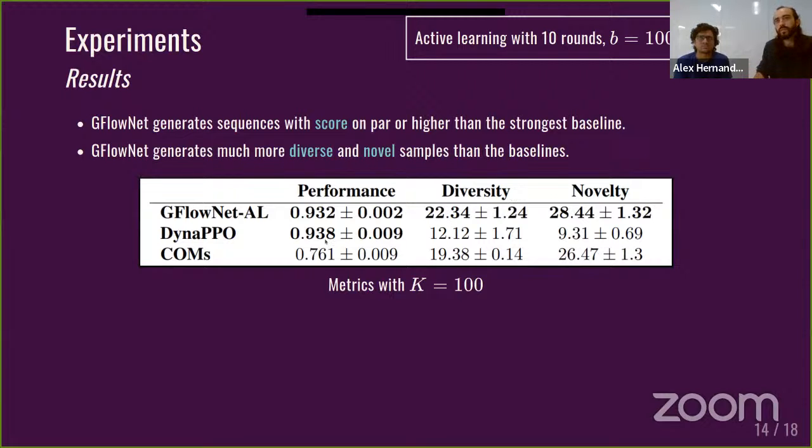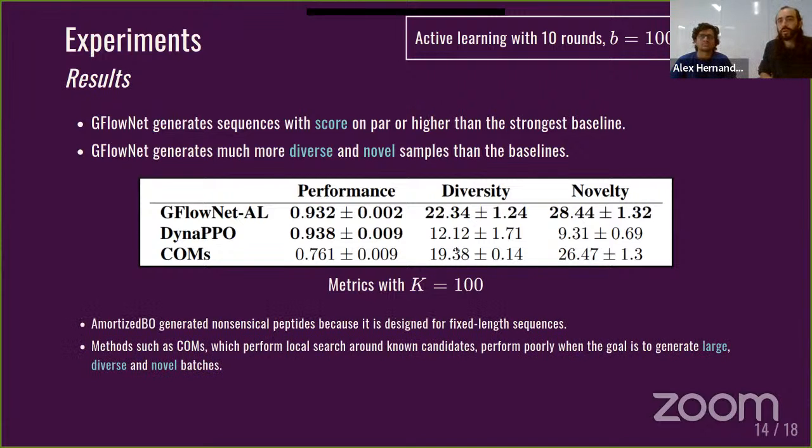So you can see that even if the performance is similar, the other methods fall short at discovering truly diverse samples. And maybe to add to this, one reason that we observed is that methods like, for example, COMs perform local search around known candidates. So it really exploits the knowledge from the original data set, but doesn't really generalize to unseen regions of the space, which is what GFlowNet excels at doing. Okay, so this is what allows it to find diverse and novel samples.